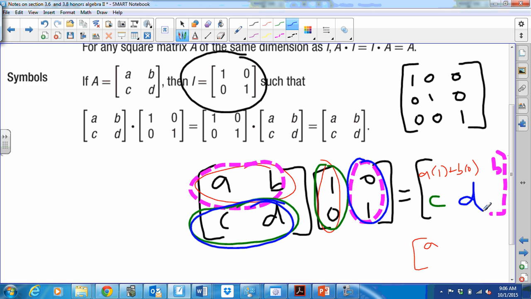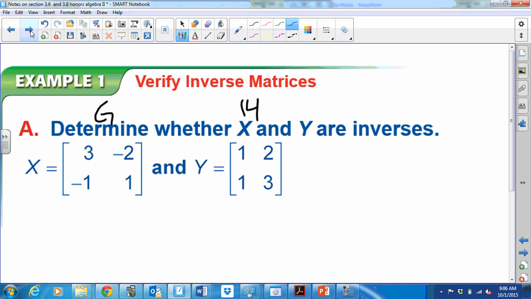And so that's why these square matrices that just have 1s on the diagonals and 0s everywhere else are our identity matrix. So determine whether X and Y are inverses. Now, what does it mean when two numbers are inverses? It means that when you multiply them by each other, they're going to equal 1.